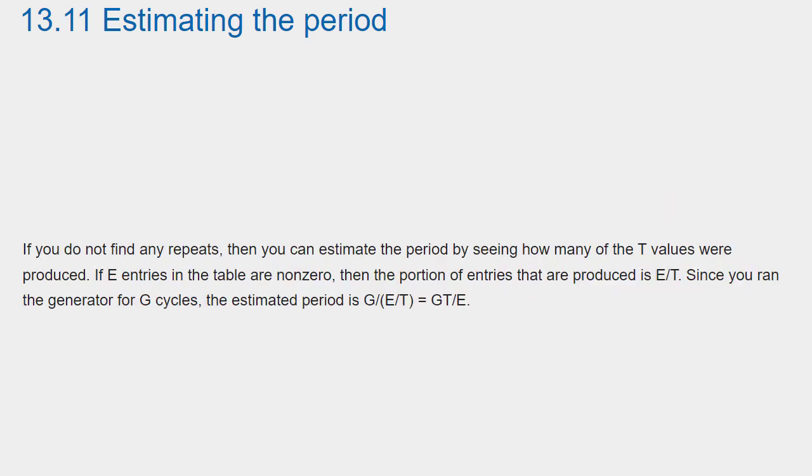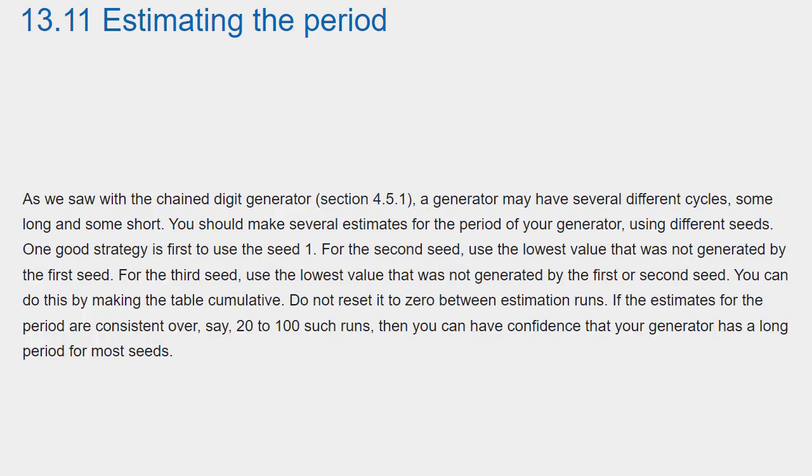If you do not find any repeats, then you can estimate the period by seeing how many of the T values were produced. If E entries in the table are non-zero, then the portion of entries that are produced is E over T. Since you ran the generator for G cycles, the estimated period is G over brackets E over T equals GT over E.